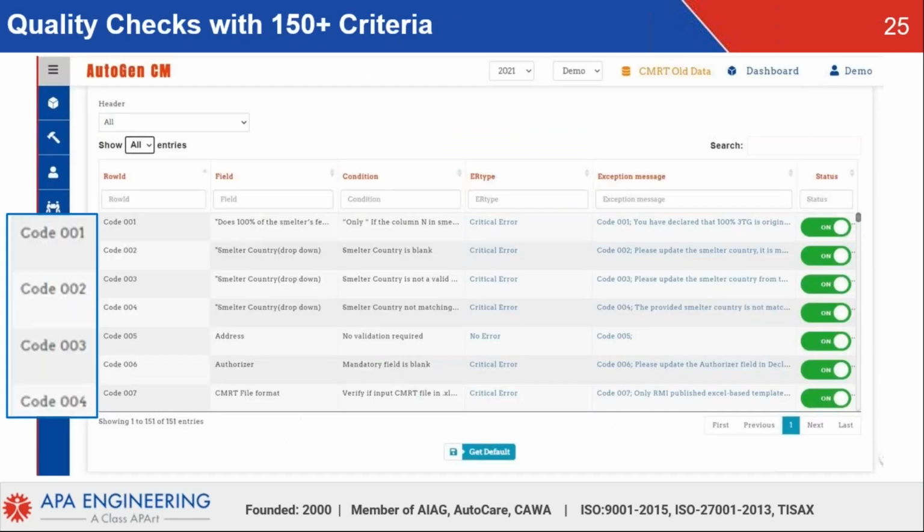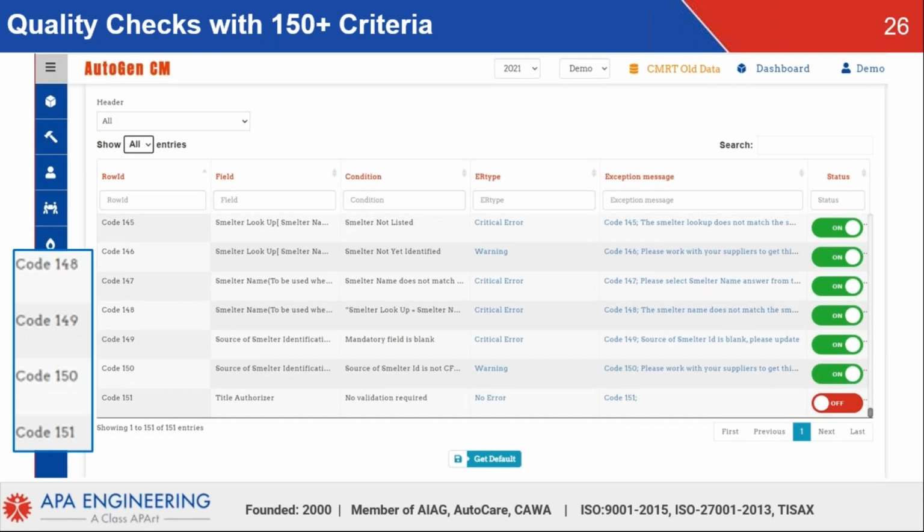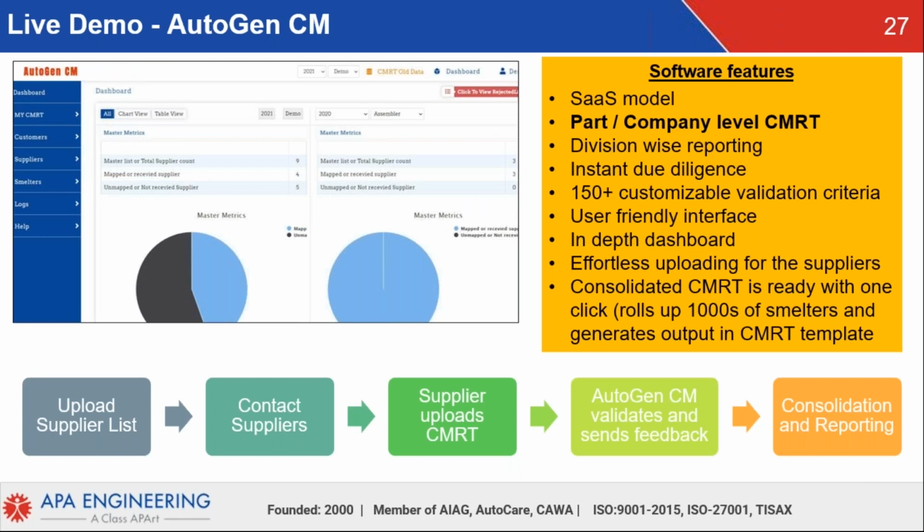Here is a screenshot of our validation criteria from code 1 to code 150 plus. Next slide. The key characteristics of our software include SaaS model, part level or company level CMRT, division wise reporting, instant due diligence, 150 plus customizable validation criteria, user friendly interface, effortless uploading for the supplier, and generating the consolidated CMRT with a single click. This is our Autogen CM process.